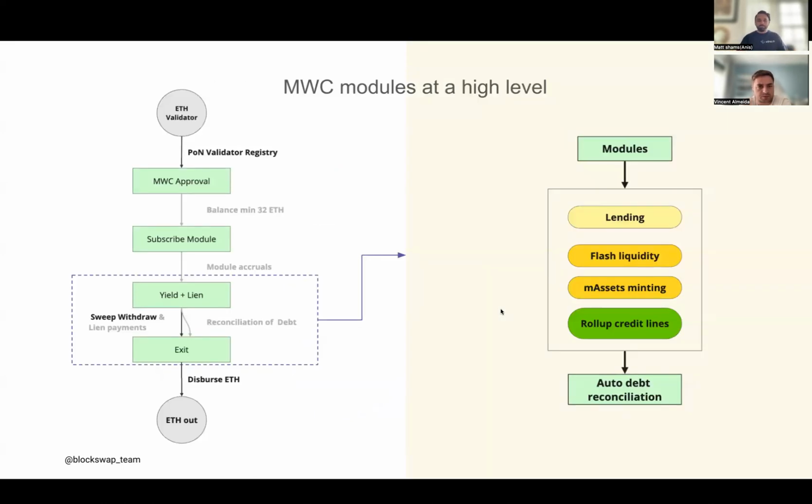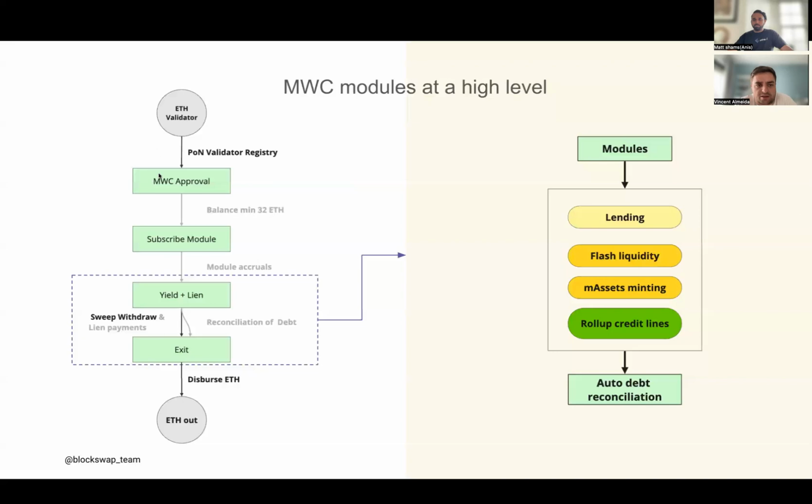Do you want to give a little bit of color? Yeah. So firstly, we're dealing with a validator. This is a flow, right? How you're coming into the MWC, and then once you step into the MWC, in between, what are the other things? So there are two different parts of that slide. Yeah, that's definitely a good way to put it.